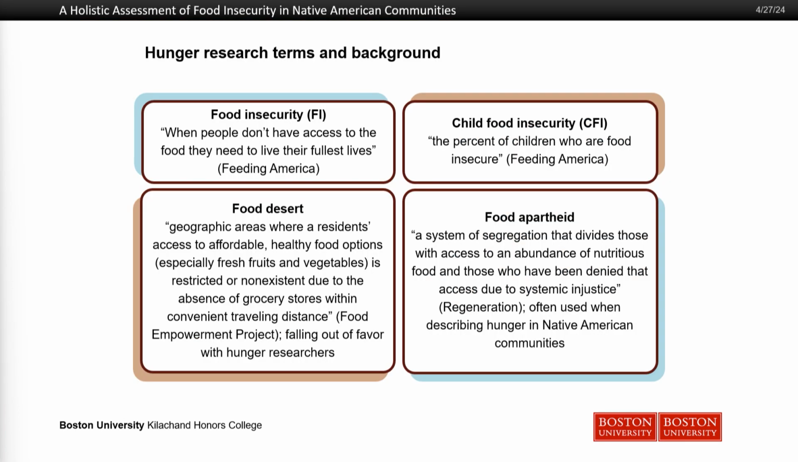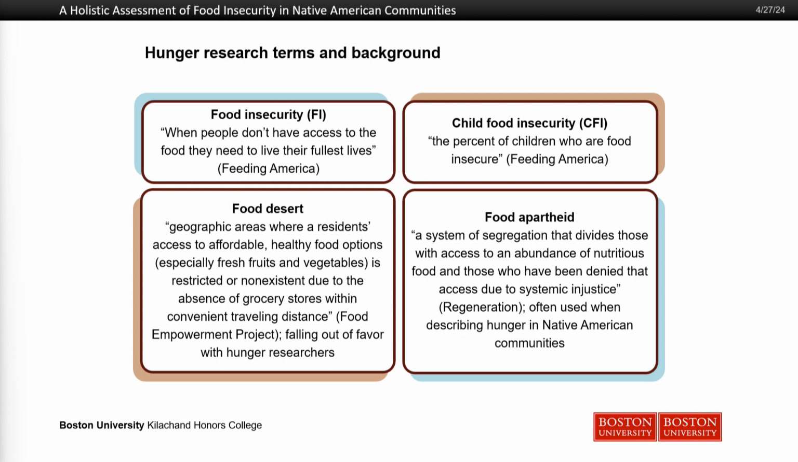Now, just to give a background on some of the terms I'll be using in my presentation, as well as some general hunger research background. Food insecurity is when people don't have access to the food they need to live their fullest lives, and is one of the dependent variables I used in my data analysis, as well as child food insecurity, which is the percent of children who are food insecure.